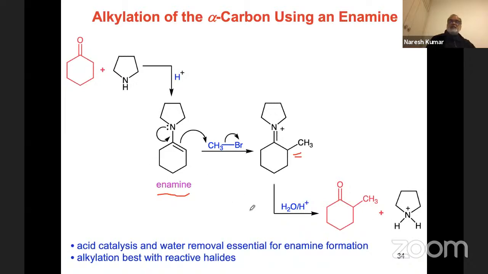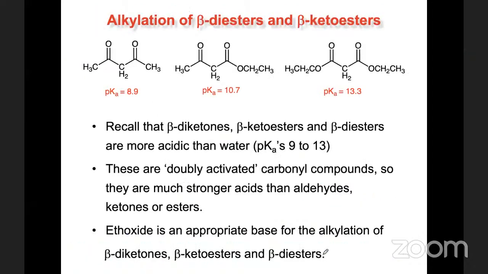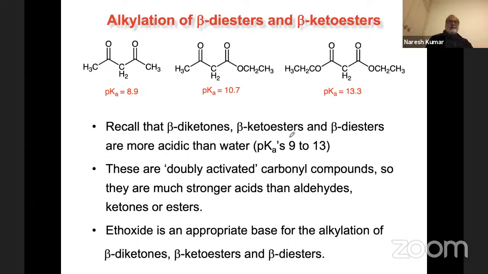So this is an alternative to using a very expensive, very hindered base, while you can do this reaction by exploiting the chemistry of carbonyl compounds with amines and then achieving the same result at the end of the day. So this is using an enamine as a surrogate for a carbonyl compound to do the same reaction like we discussed before. Okay, now let's move on to compounds which have two carbonyl groups rather than one carbonyl group.